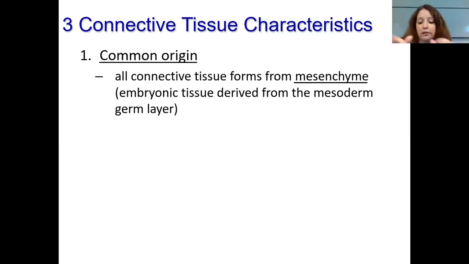This is important. And in fact, there's a couple more slides that reference tissue development in utero. All connective tissue comes from the mesenchyme, which is embryonic tissue that comes from that middle mesoderm layer. So it's all from the middle layer of the blastula, which once it's implanted is called an embryo.